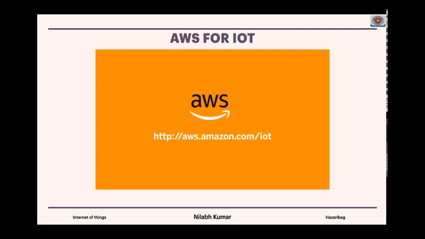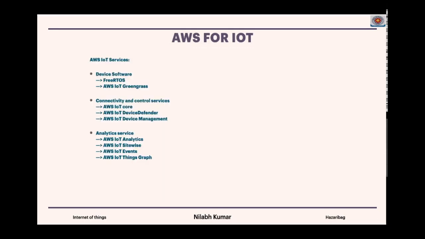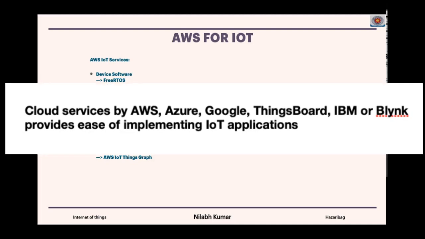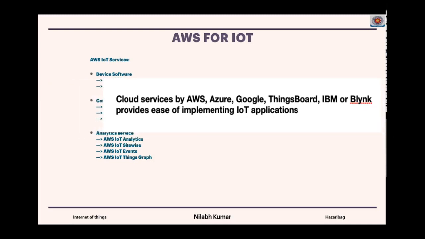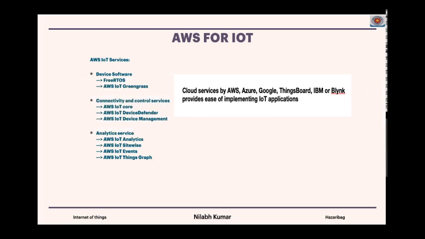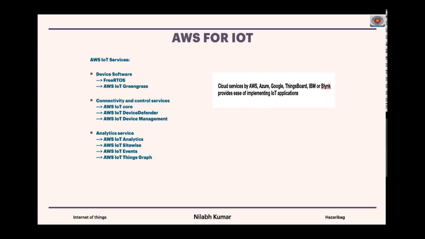So we will see some features of AWS, which are more or less similar in all the cloud services, whether it is Google Cloud IoT, ThingsBoard IoT, Azure IoT, IBM IoT, anything. The main purpose of these cloud services is ease of implementing the IoT. So we will first see what is device software.